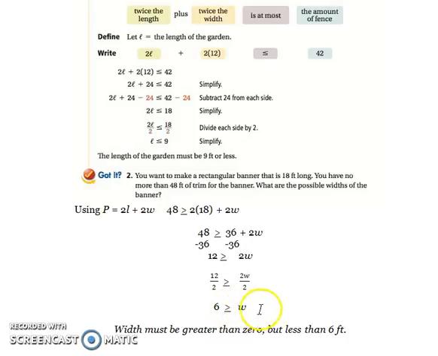So this is saying, if you read this backwards, that's W less than or equal to 6. So the width has to be greater than 0 because you can't have a negative length or width, but it has to be less than 6 feet.